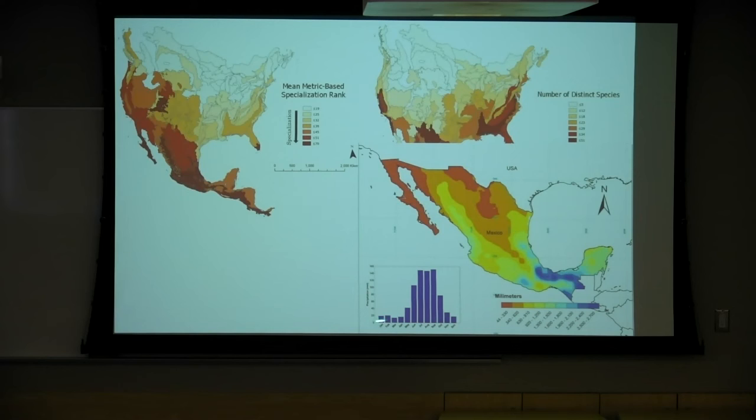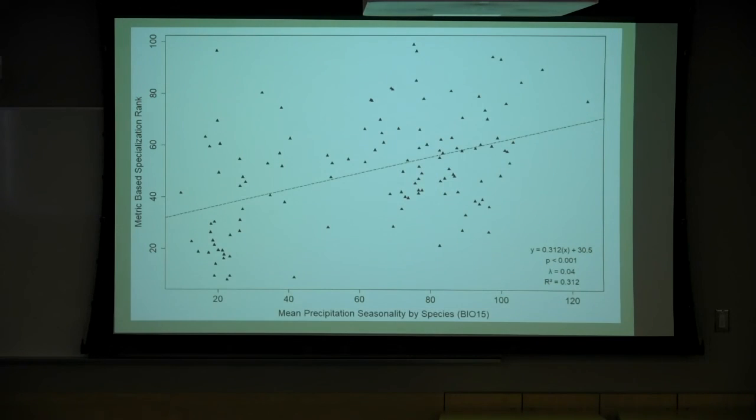So you'll see that the water availability is very seasonal, with some months being very wet and some months getting almost no rainfall at all. And we tested that. So what you're seeing here are our metric-based rankings compared to the precipitation seasonality that that species experiences. And what you'll see is that as precipitation gets more seasonal, gets more extreme, these metric-based rankings also go up, indicating that this water stress, this availability of water, is having an impact on the level of specialization of each species.